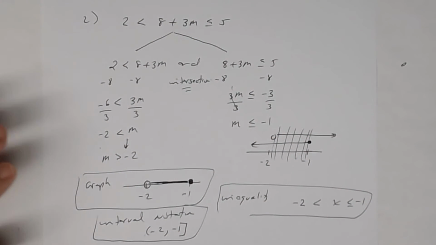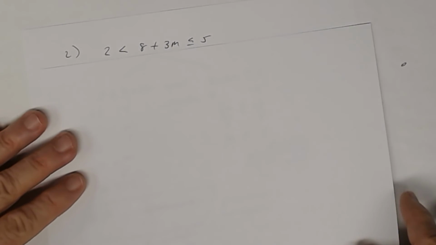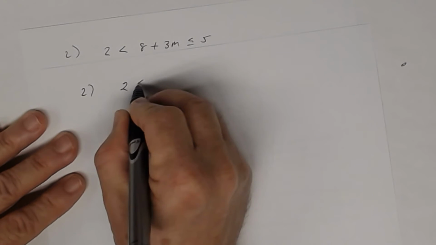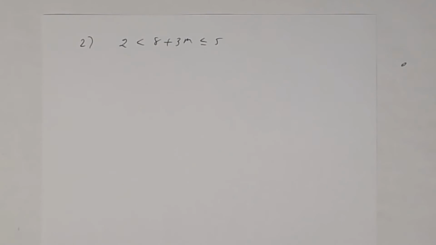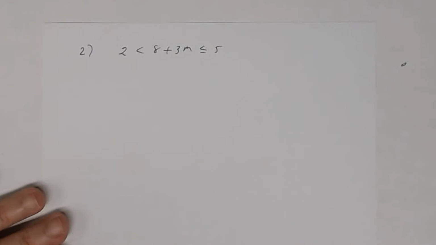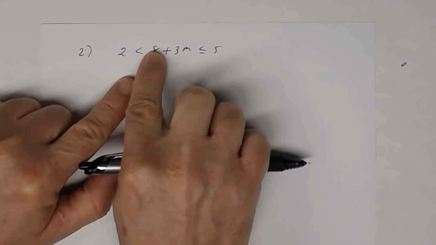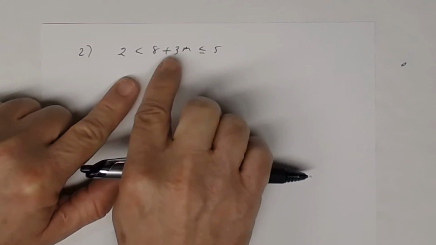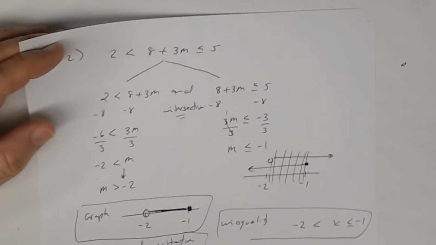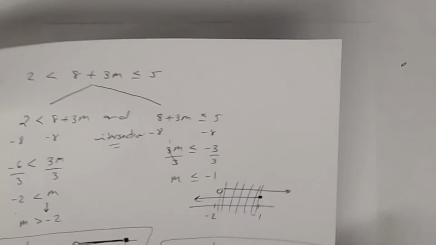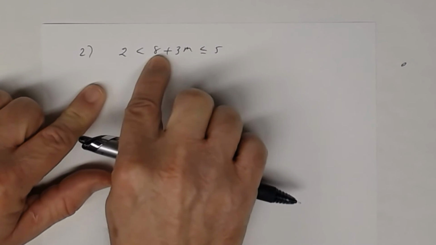Now let's do the same problem the other approach. So let's do number 2 again. Here's number 2 again using the other approach. So 2 is less than 8 plus 3m is less than or equal to 5. Okay, so the other approach is this. If you look at your parts, the variable only appears in the middle part. Whenever that's the case, that's the easy kind, where you don't necessarily have to write it as two simple inequalities. You can easily solve this compound inequality by getting the variable in the middle.